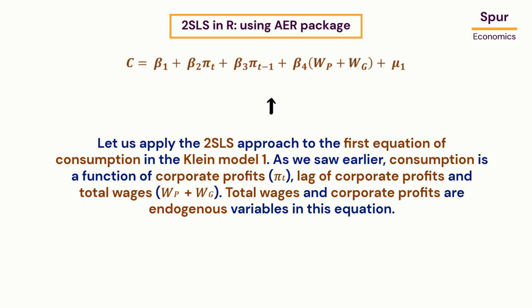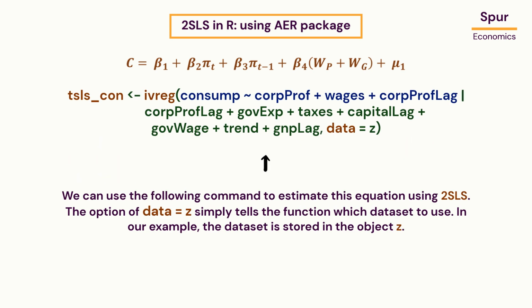First, let us apply the 2SLS approach to the first equation of consumption in the Klein Model 1. As we saw earlier, consumption is a function of corporate profits, lag of corporate profits and total wages. Total wages and corporate profits are endogenous variables in this equation. We can use the following command to estimate this equation using 2SLS. The option data equal to z simply tells the function which dataset to use. In our example, the dataset is stored in the object z.